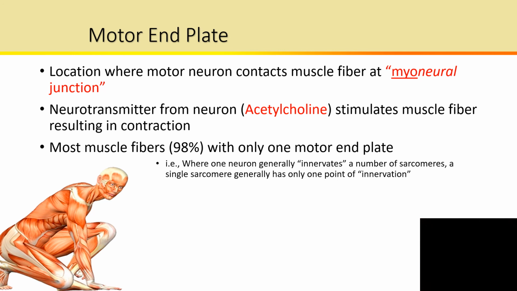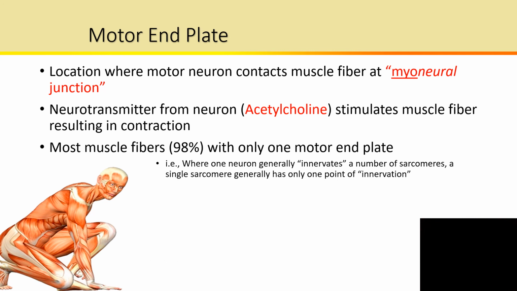Motor unit relates to the number of sarcomeres that will be supplied by an individual nerve. However, about 98% of fibers only have one nerve fiber that will stimulate them. In other words, you can't have a sarcomere with two different nerves contacting that individual sarcomere. It just doesn't work. It's sort of like a tug of war between two. So most muscle fibers, about 98%, only have one motor unit.